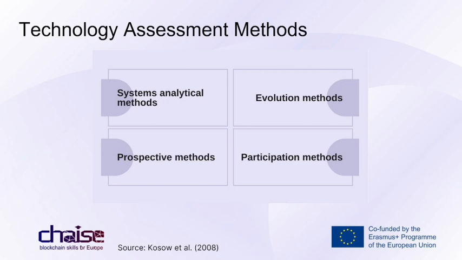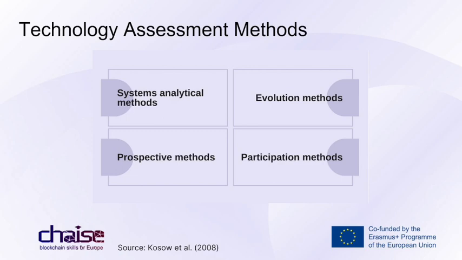Four categories of methods are particularly noteworthy. System analytic methods, gaining an understanding of the system of the object of research. Prospective methods, guiding reflection and possible futures. Evaluation methods, basis for well-founded normative statements about the research objects of TA. Participation methods, participation of stakeholders or representatives of the public in TA projects.